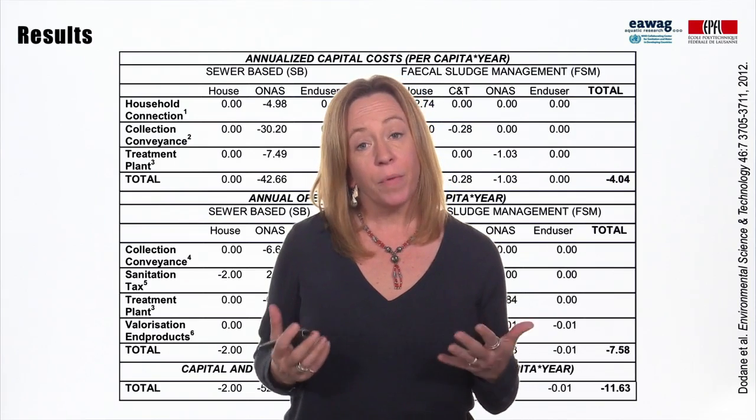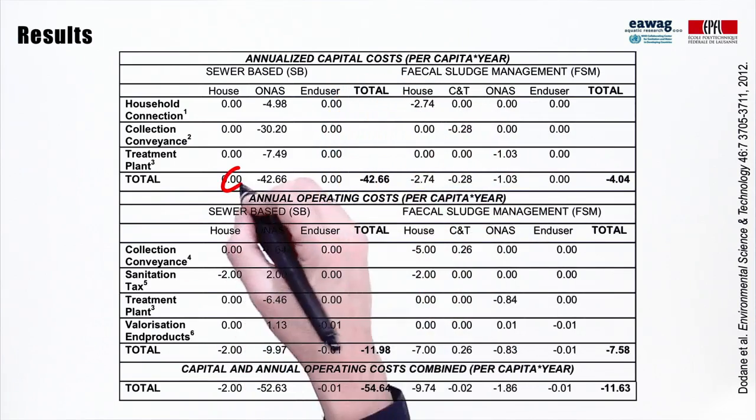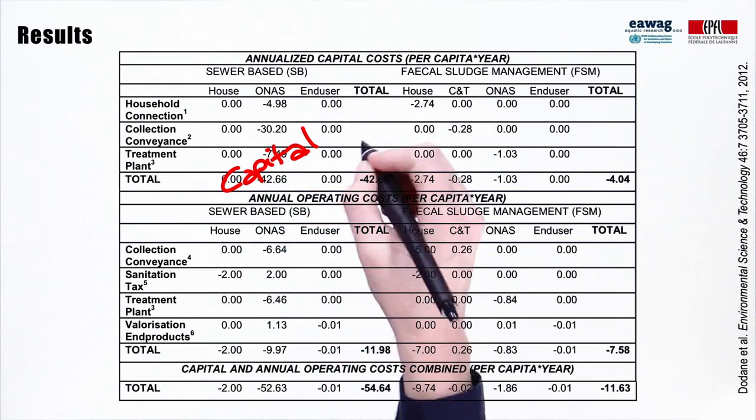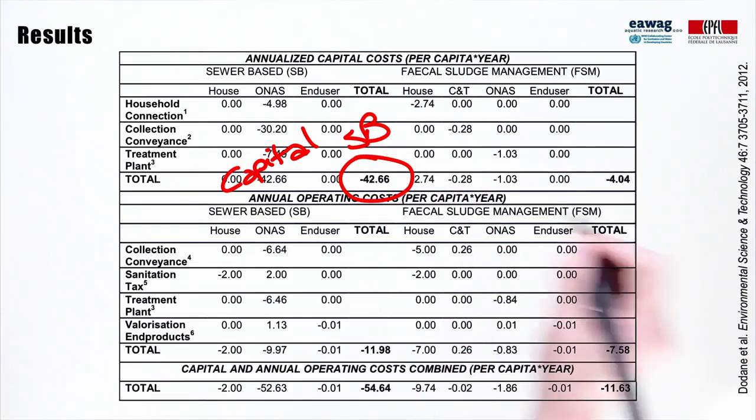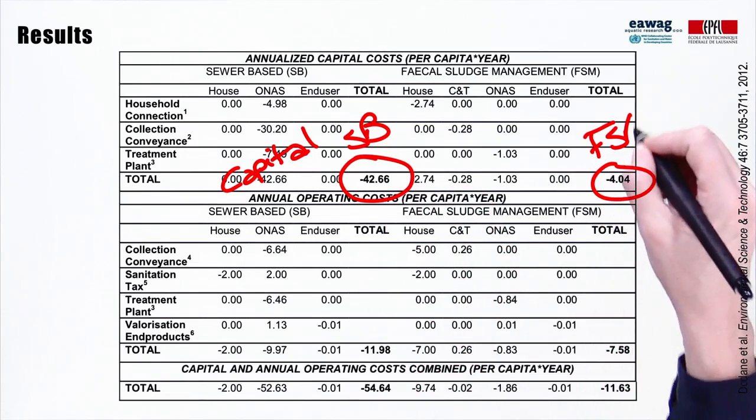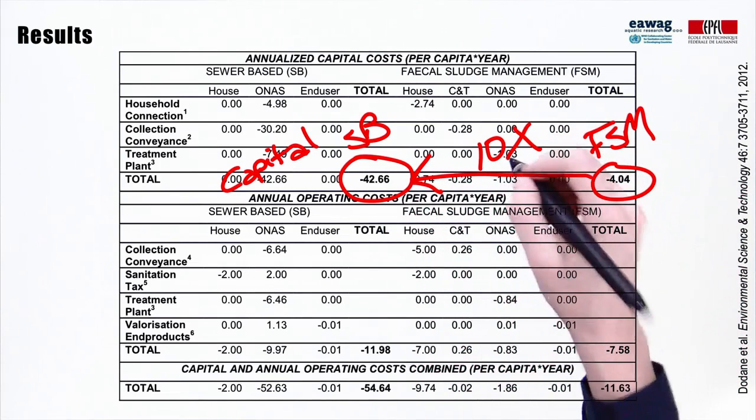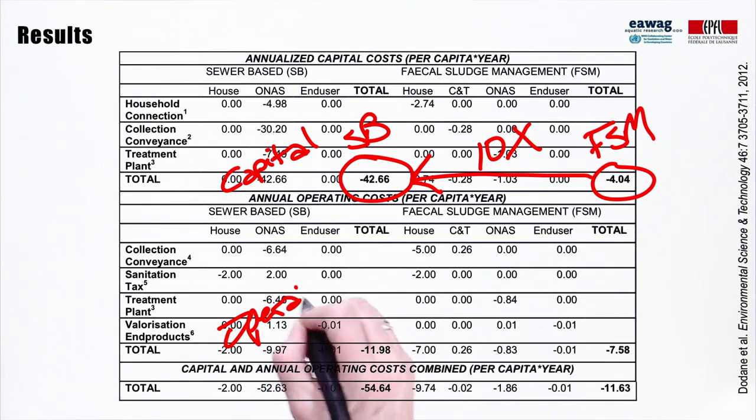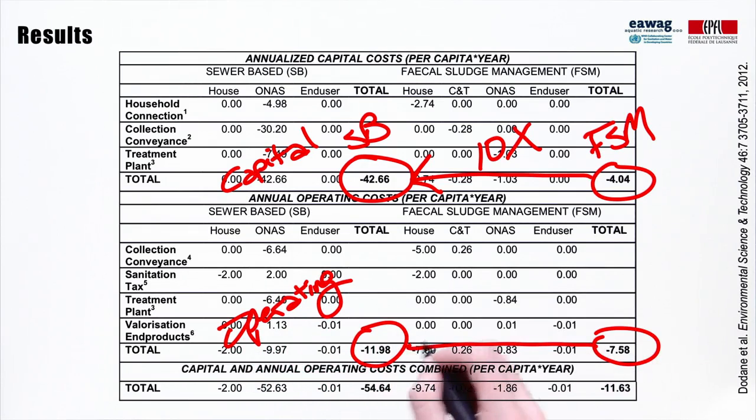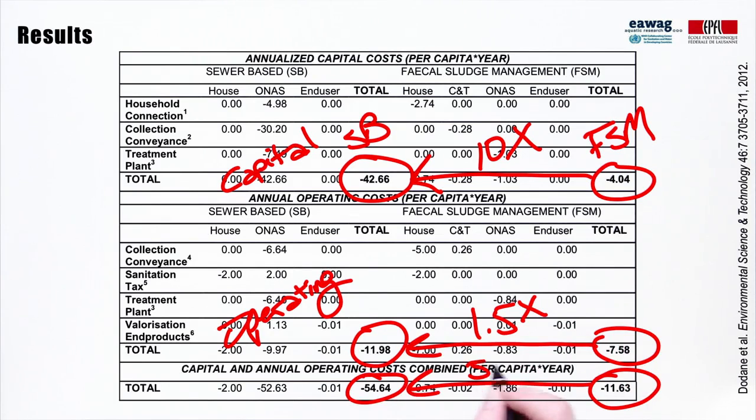This table from the paper summarizes the results. What we see is with the capital costs, the sewer-based system compared to the fecal sludge management system is 10 times more expensive. And with operating costs evaluated annually, 1.5 times more expensive. So the overall sewer-based system for both capital and annual operating costs was 5 times more expensive.